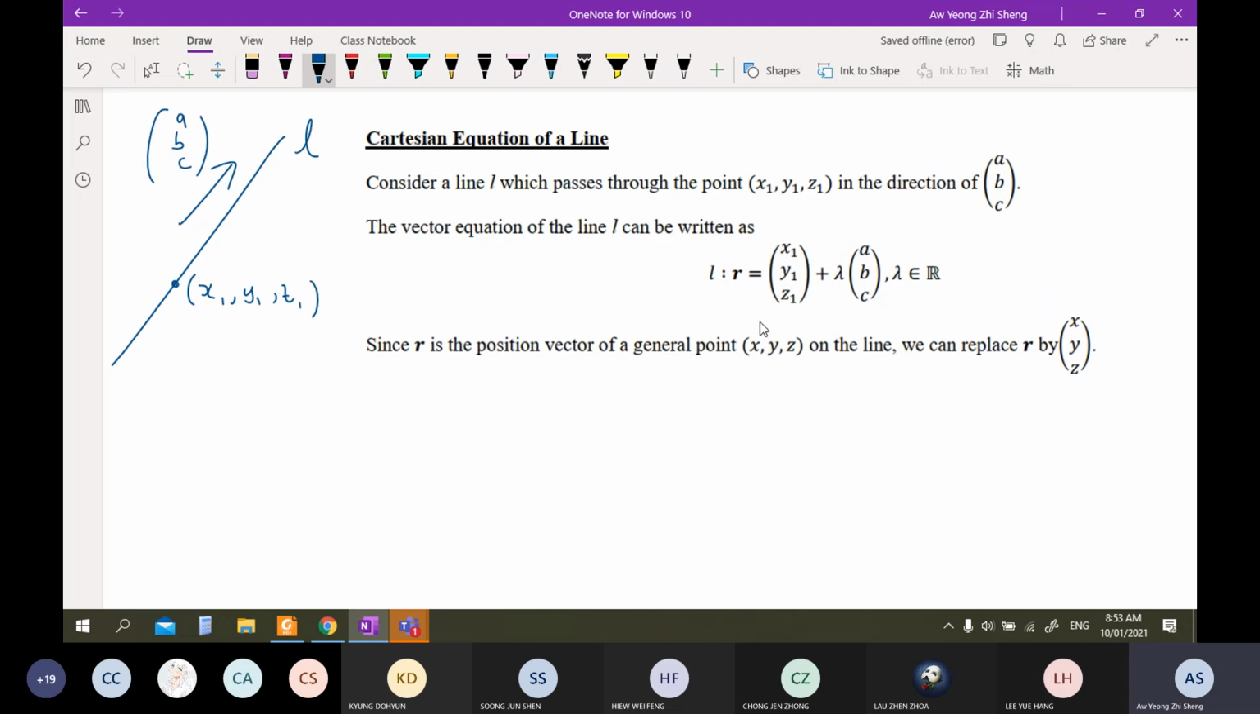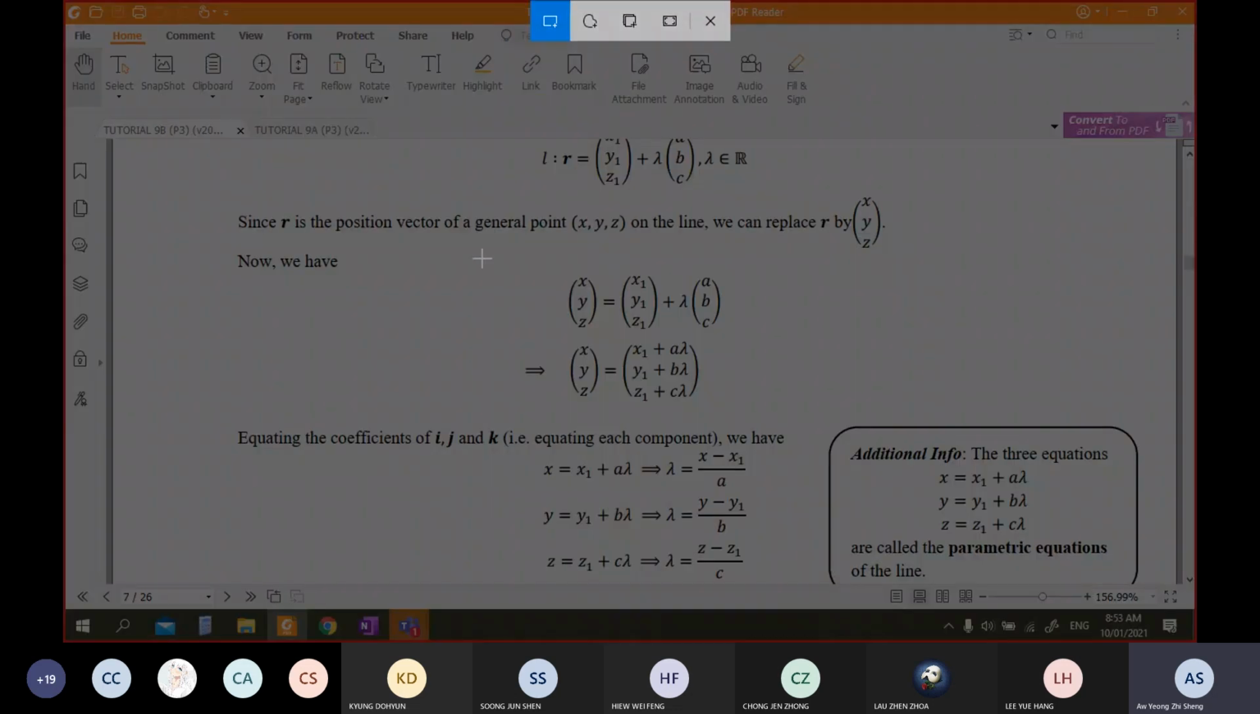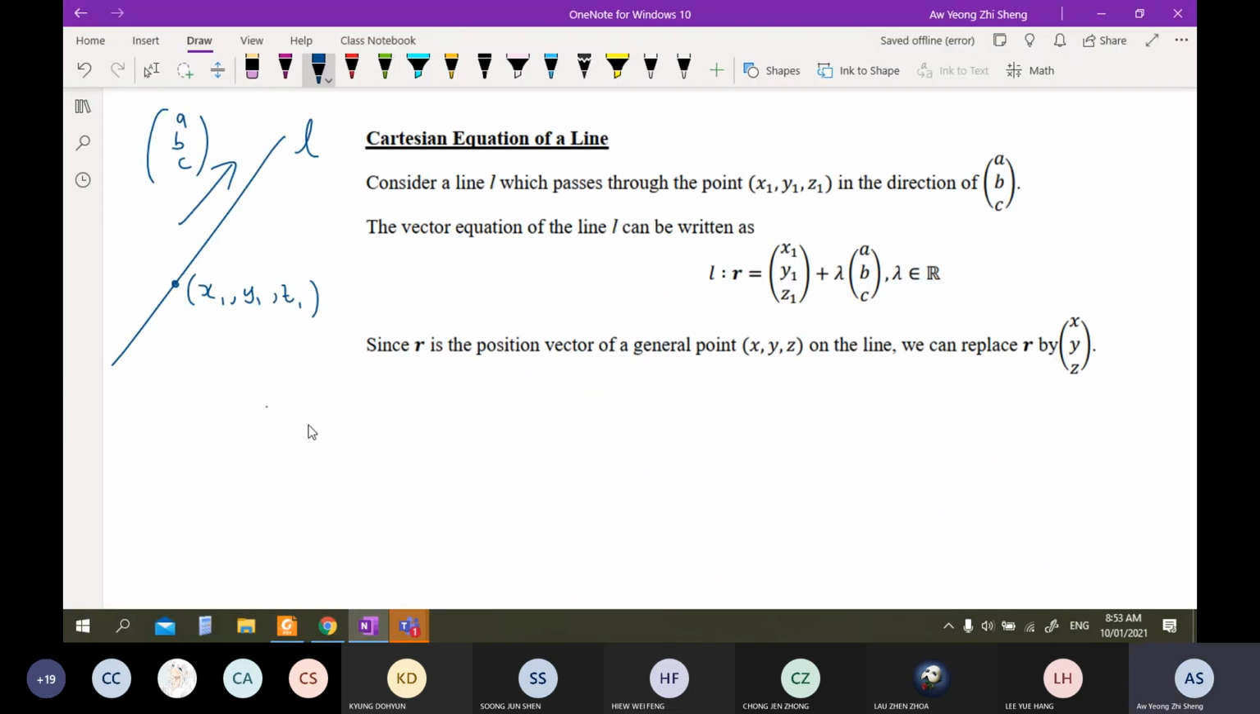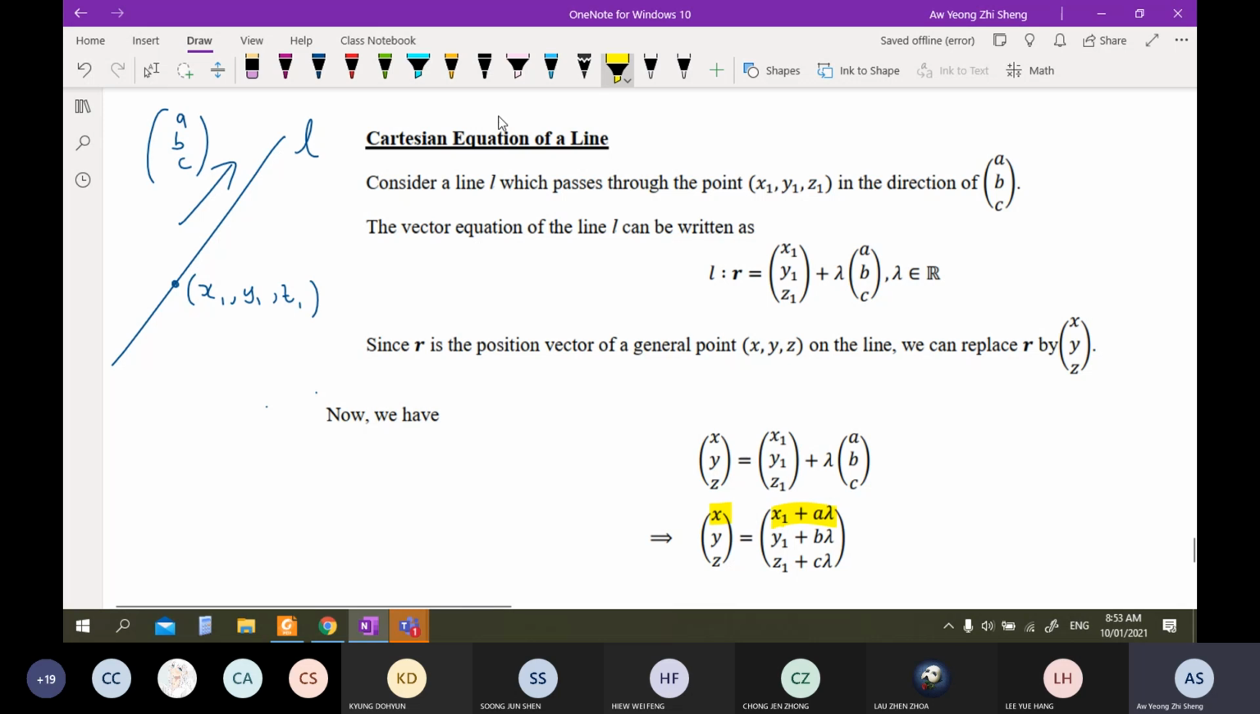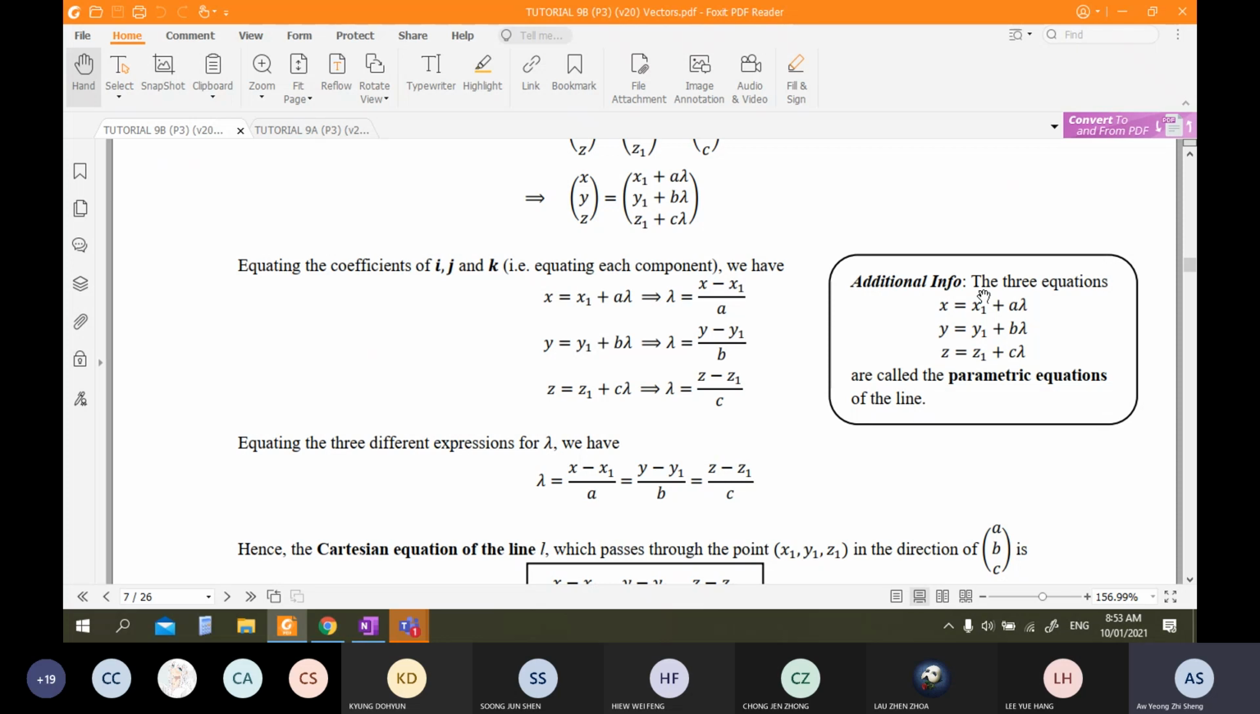Now, you can of course write the vector equation as usual, and because r is representing the position vector of a general point, you can replace vector r by the vector x, y, z. After you do this replacement, by comparing component by component, you end up getting a set of three equations. These three equations we call the parametric equations, which is stated here in the additional info box. We call them the parametric equations of the line because these equations have your x, y, z written in terms of the parameter lambda.